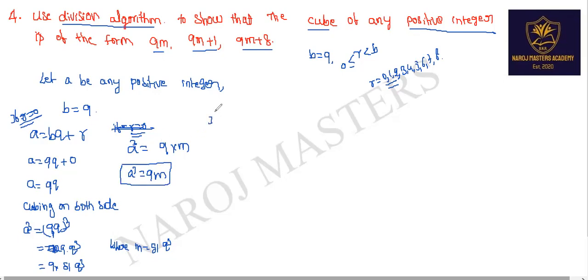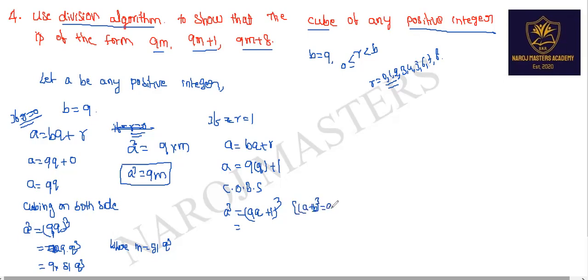Now if r is equal to 1, a is equal to bq plus r, that equals 9 into q plus 1. Now cubing on both sides, a cube is equal to 9q plus 1 whole cube. Okay. Look at here, a plus b whole cube. You know the formula of a plus b whole cube, na? So a plus b whole cube is equal to a cube plus b cube plus 3ab into a plus b. Okay. Now substitute in that form.